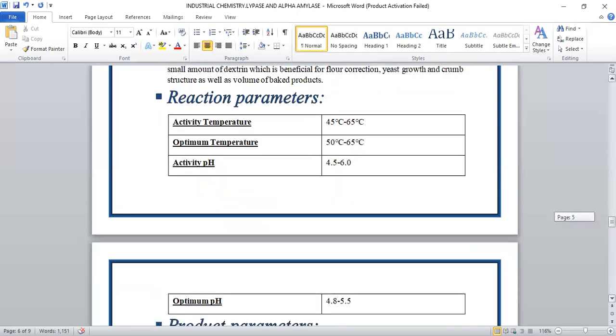Now we'll discuss reaction parameters. Activity temperature should be in the range of 45 degrees Celsius to 65 degrees Celsius. Optimum temperature should be in the range of 50 degrees Celsius to 65 degrees Celsius. The range of activity pH should be 4.5 to 6.0, and the range of optimum pH should be 4.8 to 5.5.